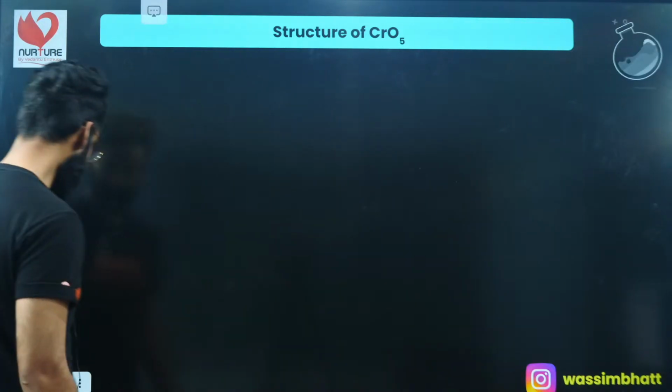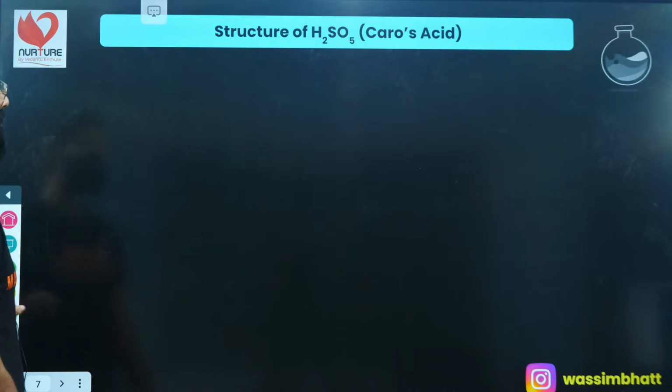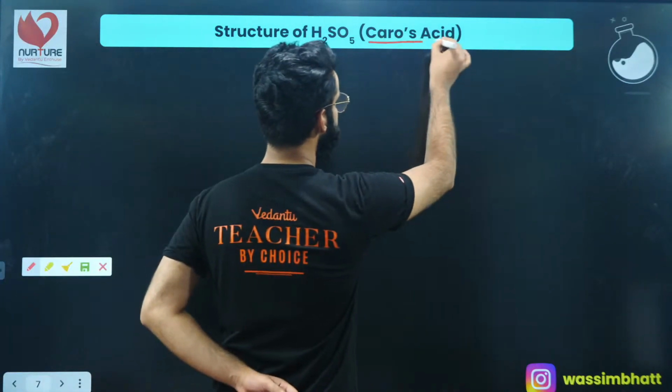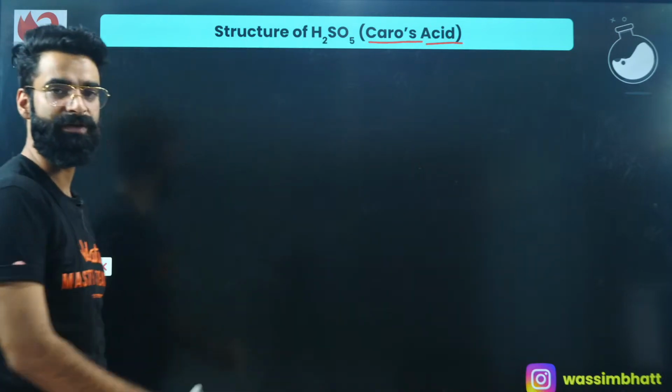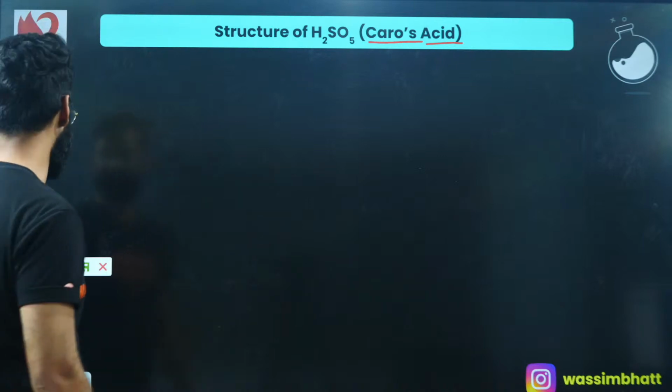Similarly, we have got a few more structures which we are going to draw. Let's start with H2SO5. H2SO5 is something which we call Caro's acid. What is the structure of this H2SO5?